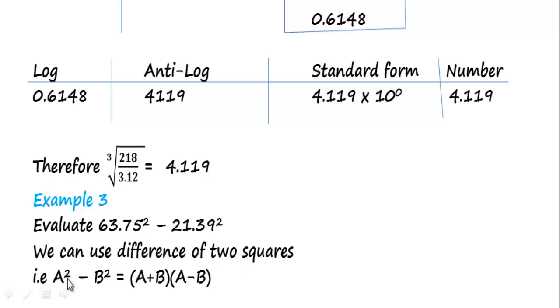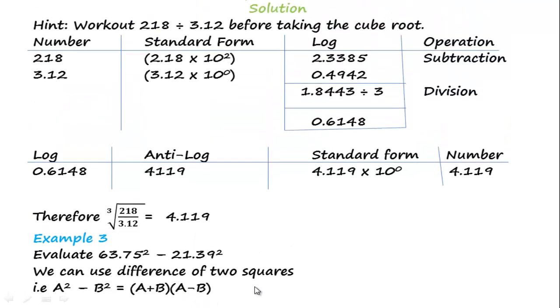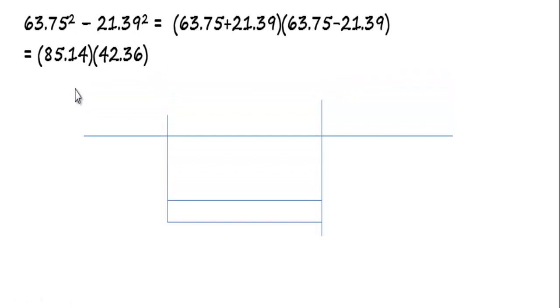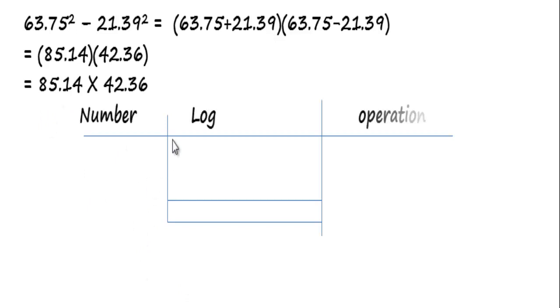That is, you have a squared minus b squared to be open bracket a plus b close bracket open bracket a minus b close bracket. It's very simple, and you get your answer straight away, which is now going to be like this. Are you seeing it now? Yes, you can now multiply this one, which you can do using your logarithm operation. Are you getting me? That is like this, the number, log and the operation. What is the number here?